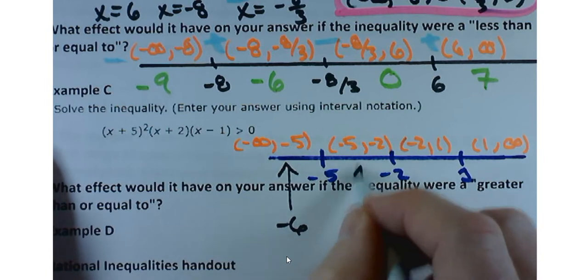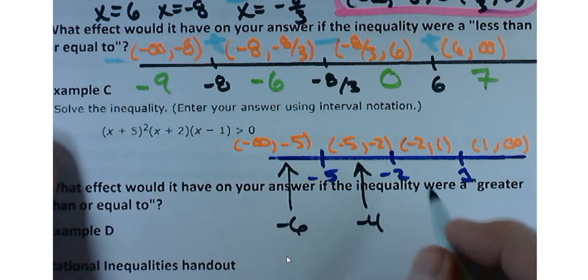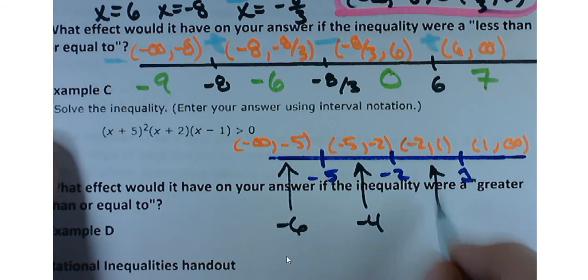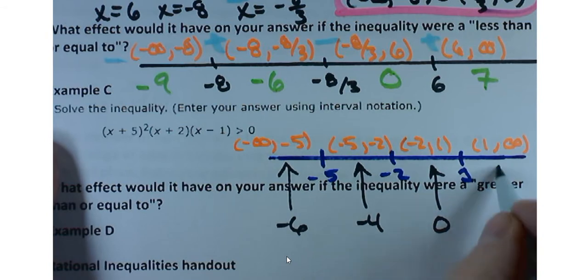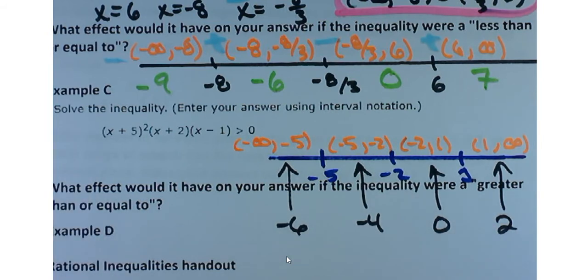-6, good. -4, good. Let's keep on going around the room. Who else? Katie? Something in this interval between -2 and 1? 0. Perfect. I was hoping you'd come up with that one. And last one. 2. Perfect. So those are great test points.